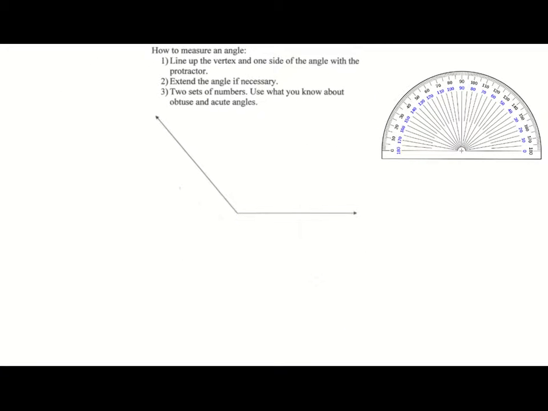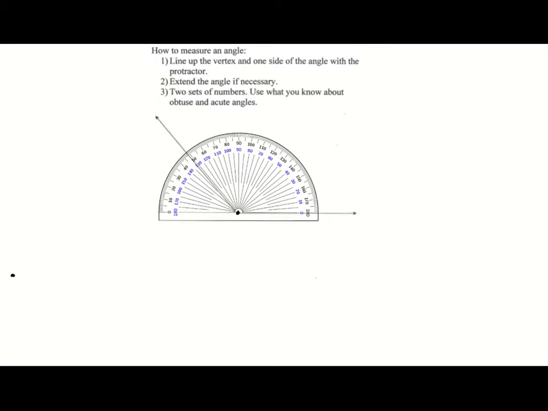And so to do that, we have our angle example down below, and the first thing we need to do is line up the vertex and one side of the angle with the protractor. So our vertex is the corner right here. We're going to line this up with this point right here on our protractor. So if I move that over, I'm going to line this point up right here on my angle, and I'm also going to line up this line on my protractor with the line of my angle. So you can see I'm starting right at 0 degrees here.